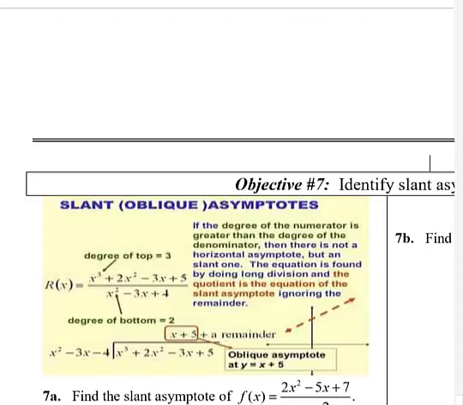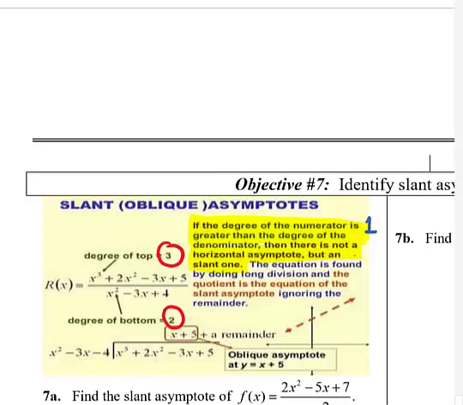But it says here, if the degree of the numerator is exactly greater than, oh, there's a slant one. Wow. I should say, if the degree of the numerator, this is wrong, if the degree of the numerator is 1 greater than the degree of the denominator, that's what I should say. So notice in this example they showed here that the degree of the numerator is 3, the degree of the denominator is 2, which is exactly 1 more than the bottom. That's when you'll have a slant asymptote.